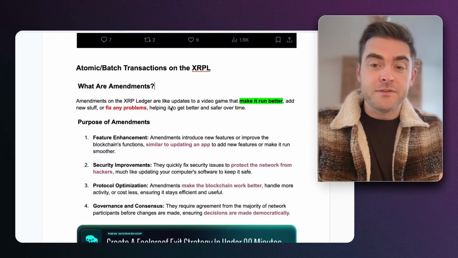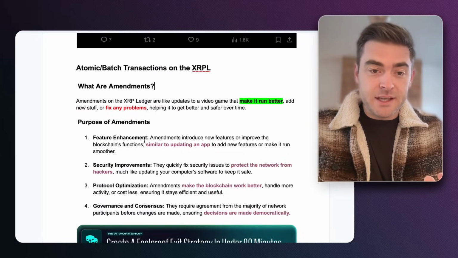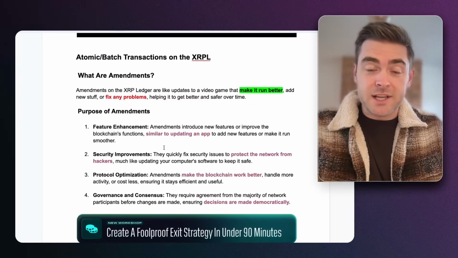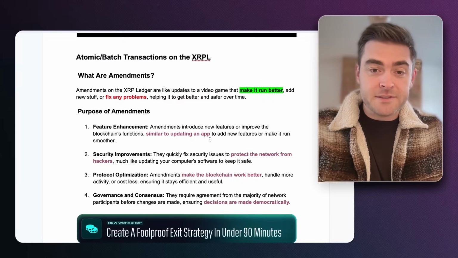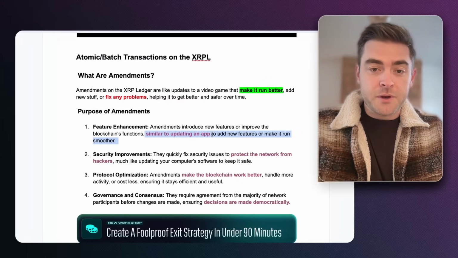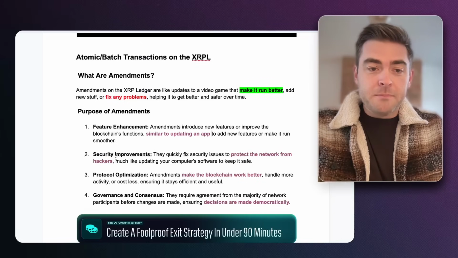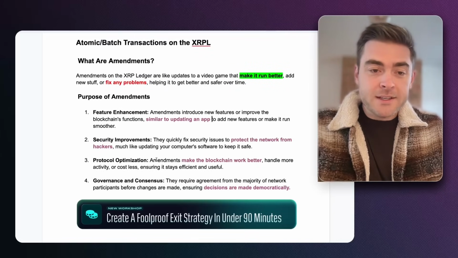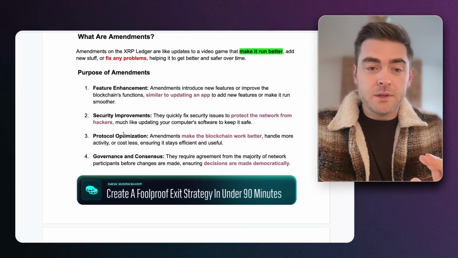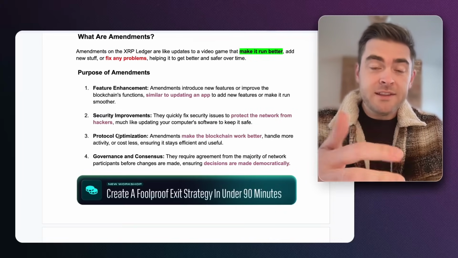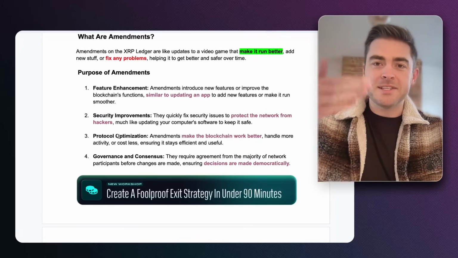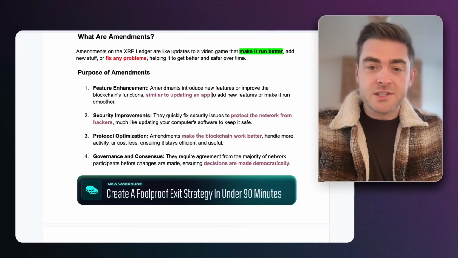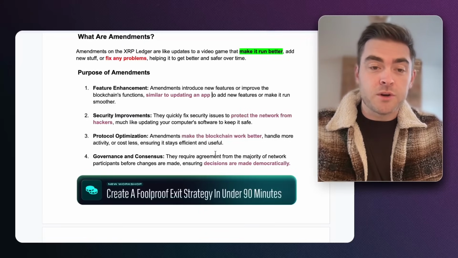So the purpose of these amendments is really to enhance the features that are on there. It's just like updating an app, as I've said right here. You can also improve the security of everything and protect the network from hackers. Also, the systems that are built underneath are called protocols. It's a step-by-step system that is followed. That's what a protocol is. A protocol optimization makes the blockchain work better and more efficiently.